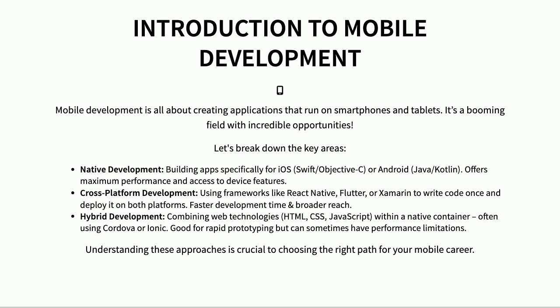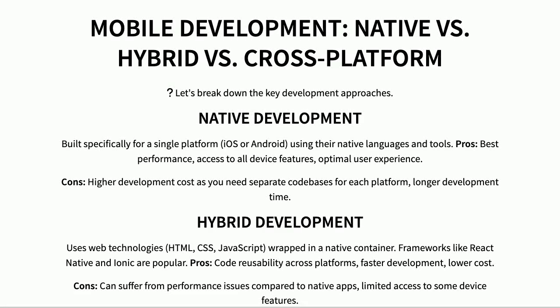And finally, hybrid development combines web technologies like HTML, CSS, and JavaScript within a native container, often using frameworks like Cordova or Ionic. It's really good for quickly getting an app out the door, but sometimes performance might not be quite as snappy.